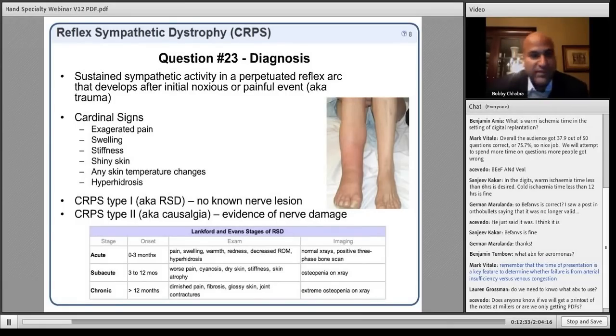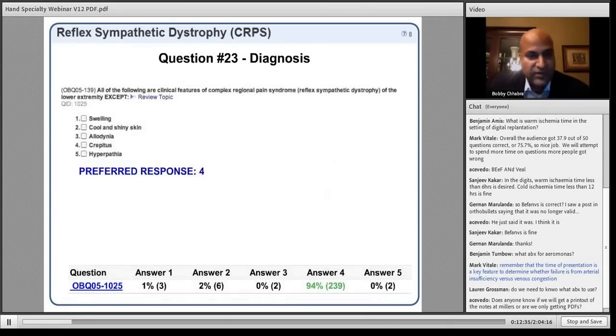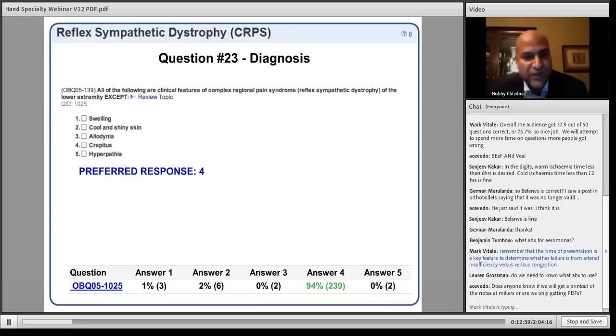And I'm sure by this point, many of you have seen this condition. So going back to this question, what are features of complex regional pain syndrome? All of these except. Remember to read the question carefully and look for words such as except. The answer here is crepitus. That's not usually a finding in complex regional pain syndrome, but all the other choices are correct.